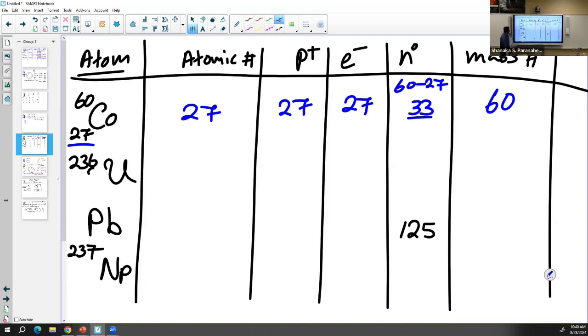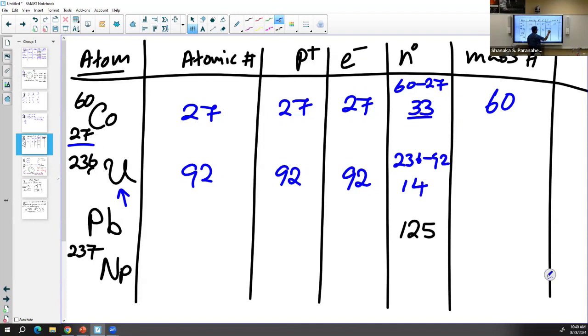The next one, uranium-236. What is the atomic number? 92. So you read the periodic table and look for the symbol. It's 92. So how many protons? 92. How many electrons? 92. So how many neutrons? 236 minus 92 is 144. And the mass number is 236.